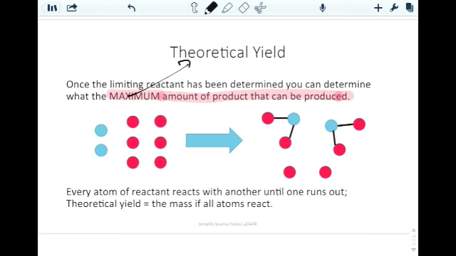Okay? Every atom of the reactant reacts with another until one runs out. The one that runs out is the limiting reactant. And the theoretical yield is the mass of everything that's reacted. Okay? It's the mass of everything that's produced.